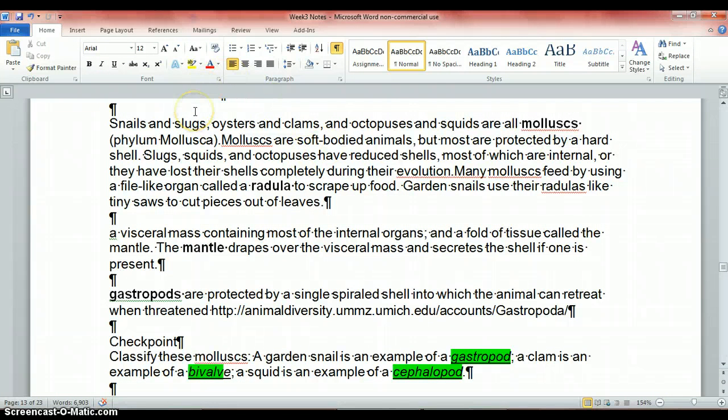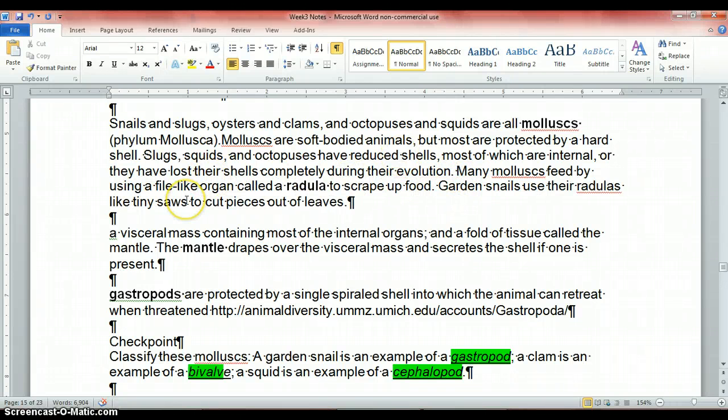So now we're going to move on to snails and slugs. Oysters and clams, octopuses and squids are all mollusks in the phylum Mollusca. Mollusks are soft-bodied animals, but most are protected by a hard shell. Slugs, squids, and octopuses have reduced shells, most of which are internal, or have lost their shells completely during their evolution. Many mollusks feed by using a file-like organ called a radula to scrape up food. Garden snails use their radulas like tiny saws to cut off pieces of leaves.